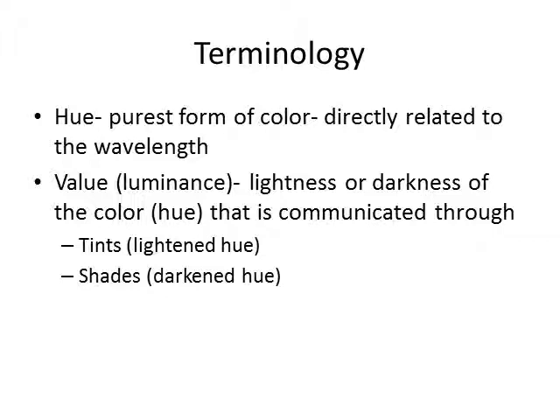If you're talking about a tint of a color, it is a lightened color, such as a pastel. So you could have a pink hue and then a pastel pink, which is a lightened pink, which would be a tint of pink. Also using that same example, you could have a darkened pink, which would be a shade of pink.